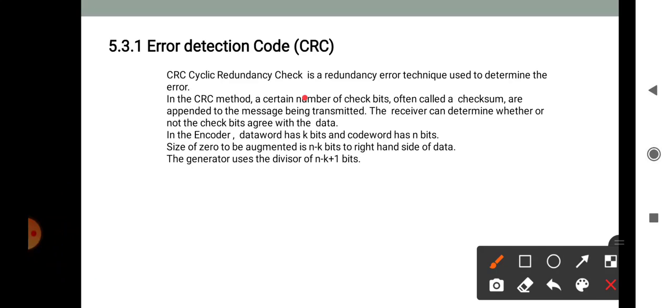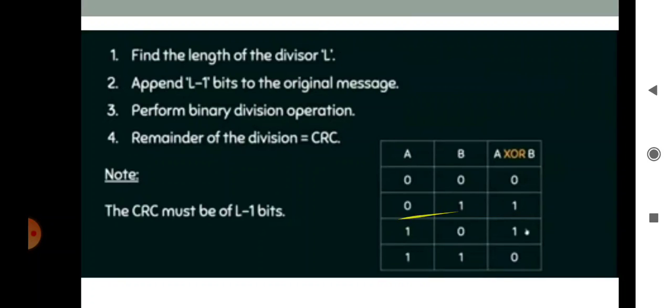In the encoder, data words have k bits and code words have n bits. The size of the 0s to be augmented is n minus k bits to the right hand side of the data, and the generator uses a divisor of n minus k plus 1 bits. When this technique is used, sender and receiver must agree upon the generator polynomial, and the checksum is calculated, and if there is a remainder, there is a transmission error.